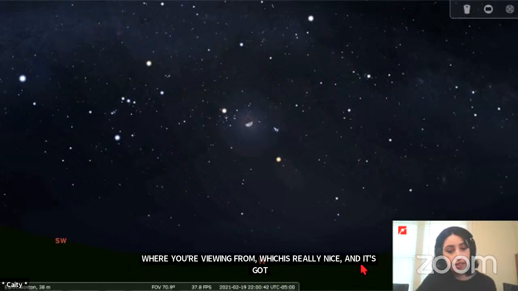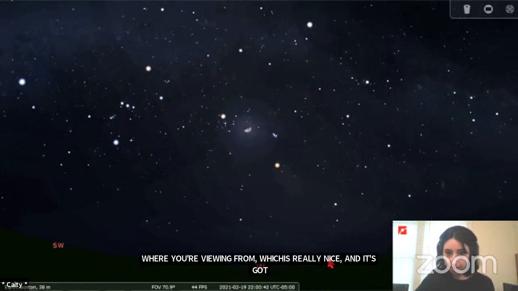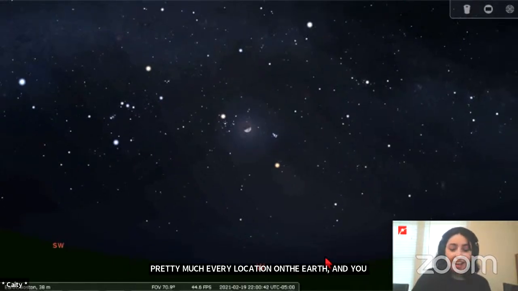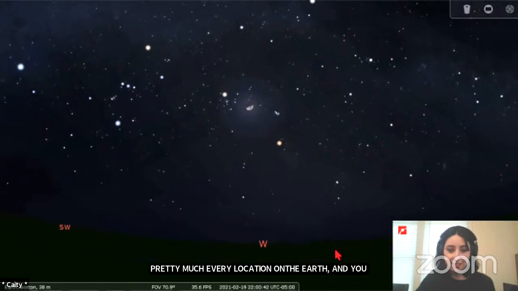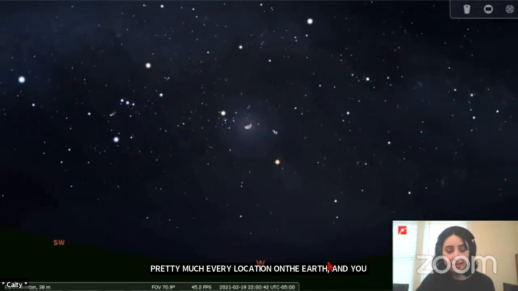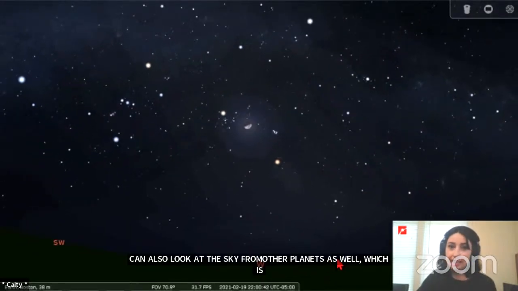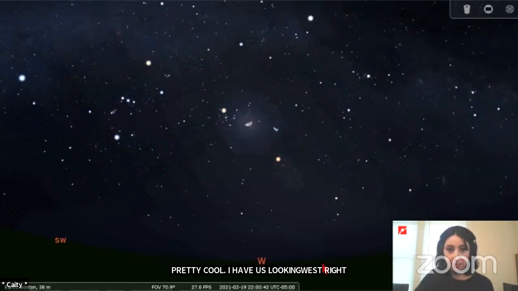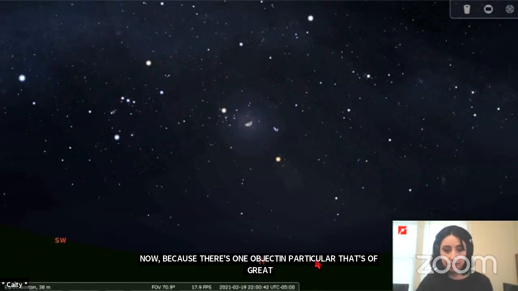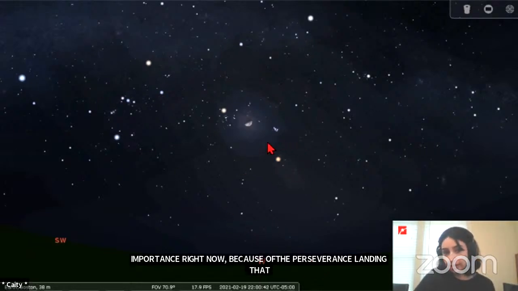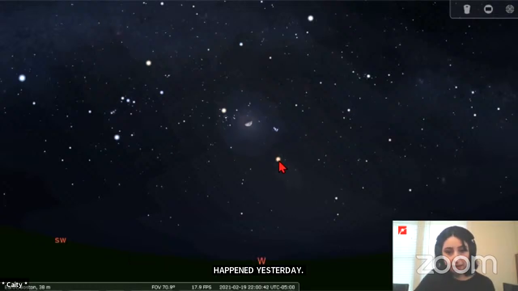So I have us looking west right now because there's one object in particular that is of great importance right now because of the Perseverance landing that happened yesterday. And I am talking about the planet Mars, which is visible in the nighttime sky over in the west. So you might have noticed there is a very bright red object right over here. That is the planet Mars.